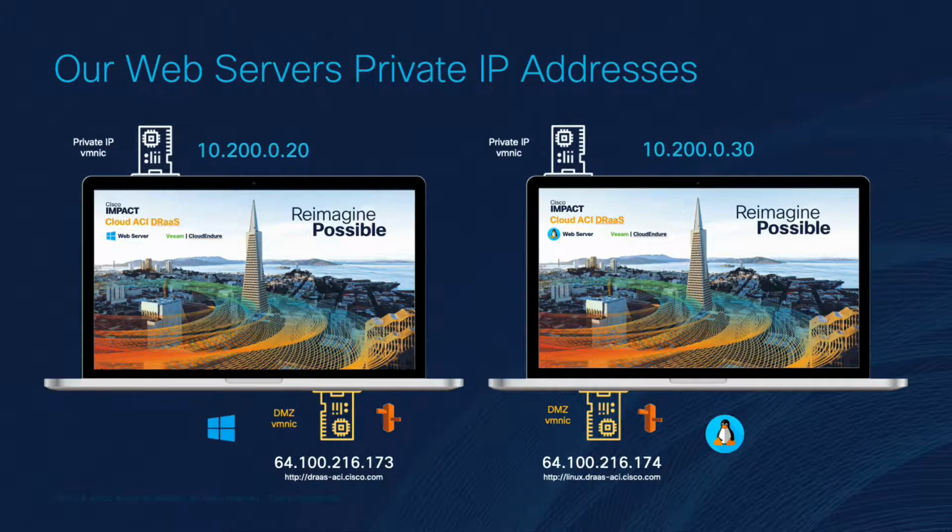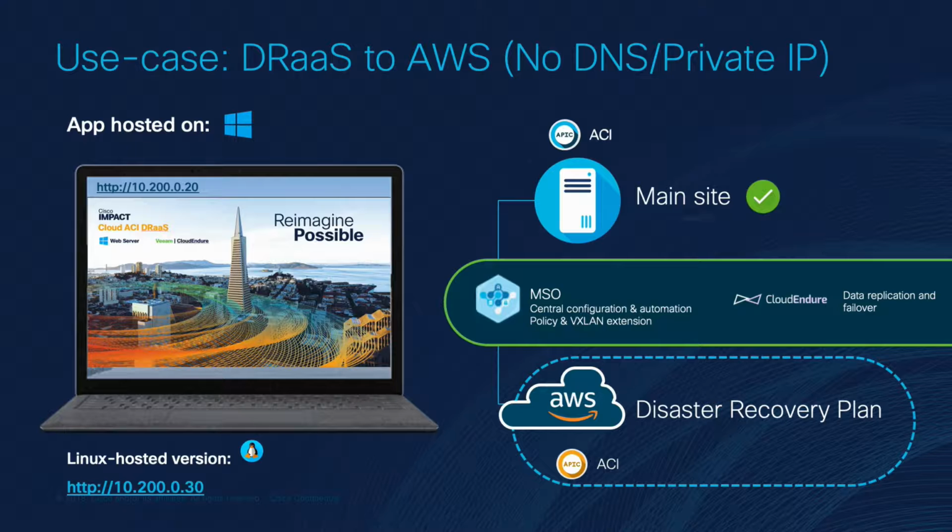What we will also see in the demo for the private IP site is that as we fail over from San Jose to AWS, we will also be migrating the private subnet along with the servers, and due to the automatic VXLAN extension provided by ACI and MSO, users will still seamlessly access the same IP, just like if the web servers were still running on-prem.